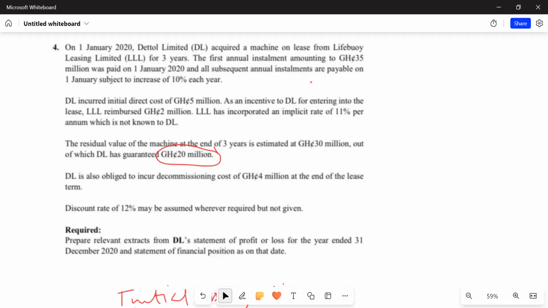So they say DL has incurred initial direct cost. This initial direct cost can be installation cost for the asset. It can be delivery cost. It can be handling cost. It can be site preparation. All those costs that are directly incurred to bring the asset to the stage that the company wants to use it, to the stage for its intended use, are the initial direct costs. But they don't qualify them. They just put them together and say the initial direct cost.